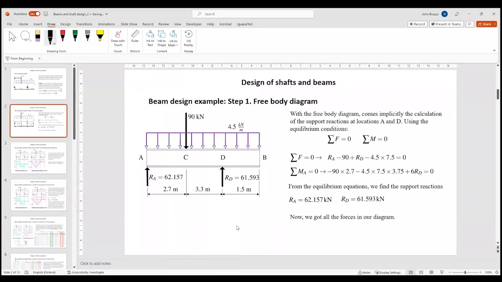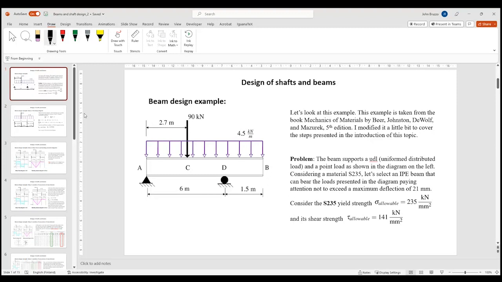Then the first thing you see here is that you consider the load, and then you calculate the free body diagram of this shaft, of this beam, according to that loading. One important thing to consider from the design standpoint is to be careful with the supports, and more importantly, be careful with the degrees of freedom these supports provide.